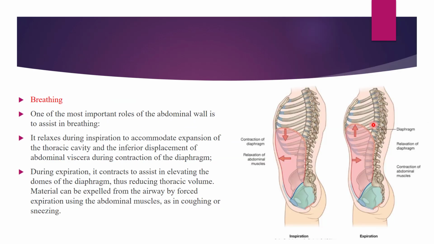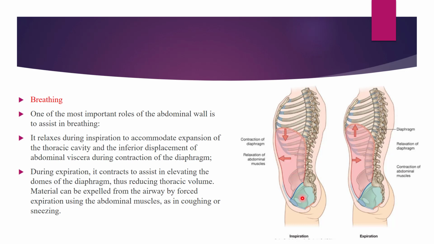Now, the abdomen will help in breathing. It is one of the most important roles of the abdominal wall to assist in breathing. What happens in breathing? It relaxes during inspiration. See here, this is inspiration, and the abdominal wall muscles will be relaxed. When they are relaxed during inspiration, they accommodate the expansion of the thoracic cavity. The thoracic cavity is expanded in inspiration, and it displaces the diaphragm, and now the diaphragm is displaced downward, with contraction of the diaphragm and inferior displacement of the abdominal viscera.